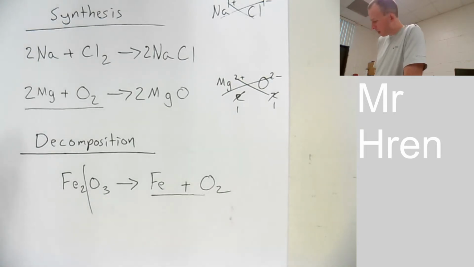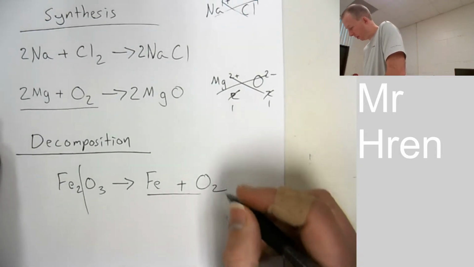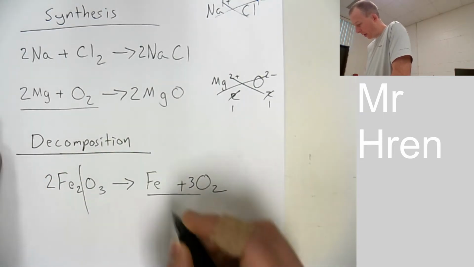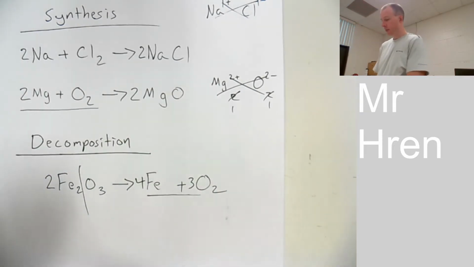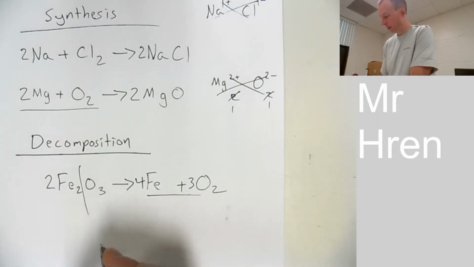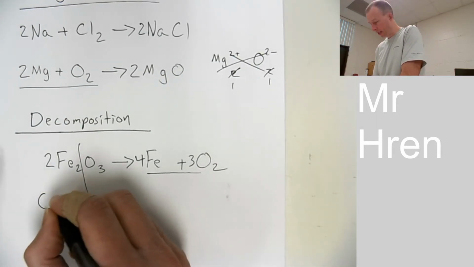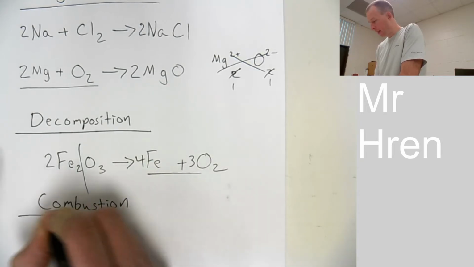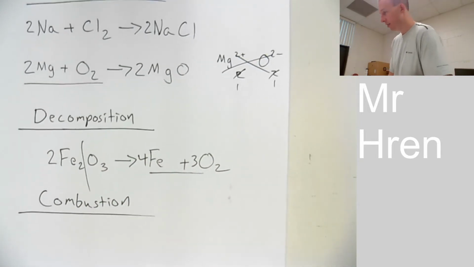So now, once you've got this, you would go back and balance it again. And you've balanced this reaction actually before in class already. So you would put a 3 here, a 2 here, and a 4 here. But again, that's just basic decomposition. And then finally, last but not least, we have combustion reactions. These are fire. These are the combustion of hydrocarbons.